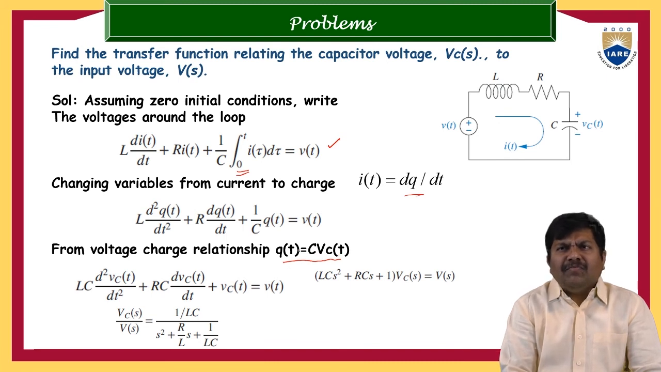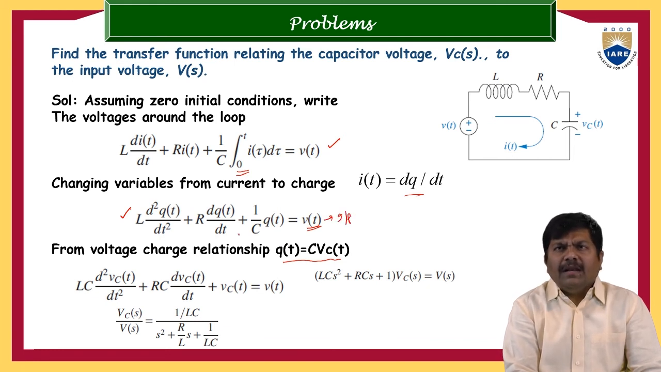So what is the need of representing this? Because if you observe this whole expression, in this expression only v(t) is there. That v(t) is nothing but the input here. And what about the output here? No direct parameter is there.